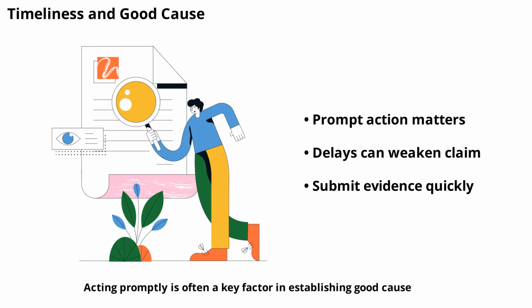Acting promptly is often a key factor in establishing good cause. If you delay in taking action or notifying the relevant agency, it may weaken your claim. Decision makers will look at whether you responded quickly once you became aware of the issue, so don't wait to gather your evidence and submit your explanation.